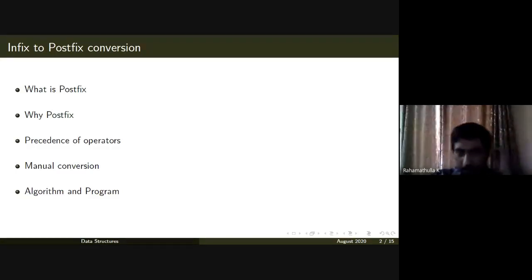Then, while converting from infix to postfix, we'll come across the precedence of operators. Then we'll see how we can manually convert from an infix expression to a postfix expression. The conversion from infix to prefix will be almost similar, so you can do it on your own. A manual conversion, then an algorithm and a program for doing this. That's today's agenda.